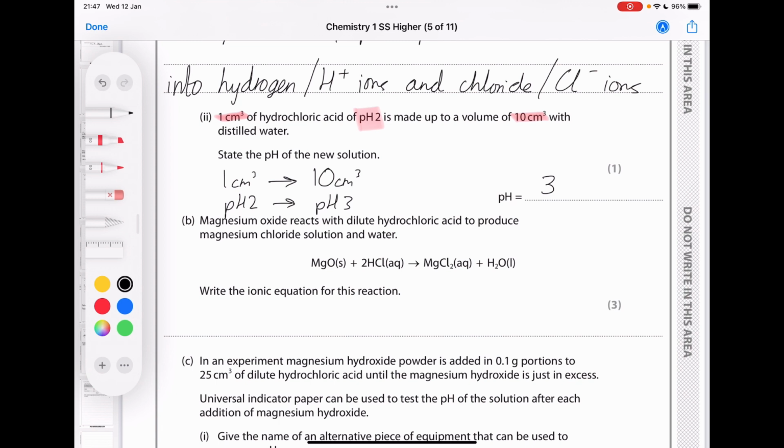Part B, you were asked to write an ionic equation for this reaction. They gave you the balanced symbol equation, and we should have gone through and just translated this into an ionic equation. Remembering the rules for an ionic equation, any ionic substance that is dissolved in water we write out as the ions. Anything else stays as the formula.